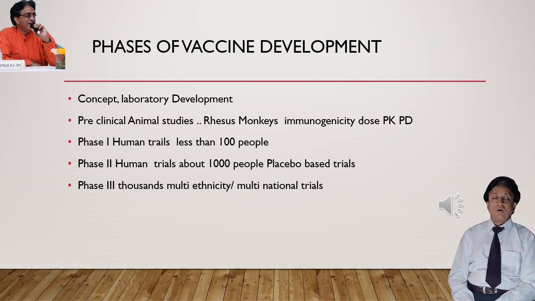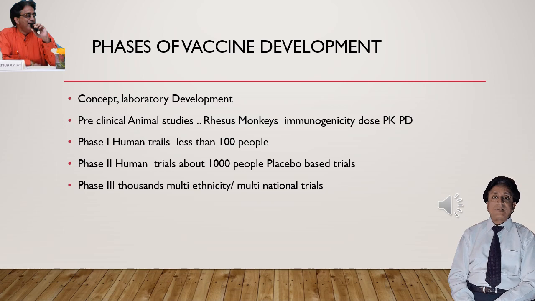Then start the phase 1 trials, or the human trials, in which fewer than 100 people are recruited and the vaccine is injected into them or given by another route as desirable, and these people are followed up for the development of immunogenicity, side effects, and the efficacy of the vaccine.